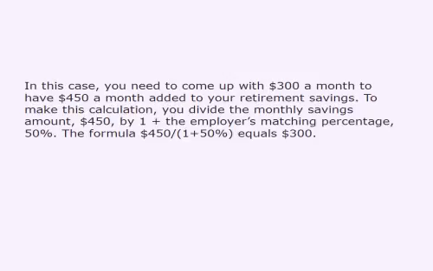To make this calculation, you divide the monthly savings amount, $450, by 1 plus the employer's matching percentage, 50%. The formula: $450 / (1 + 50%) = $300.